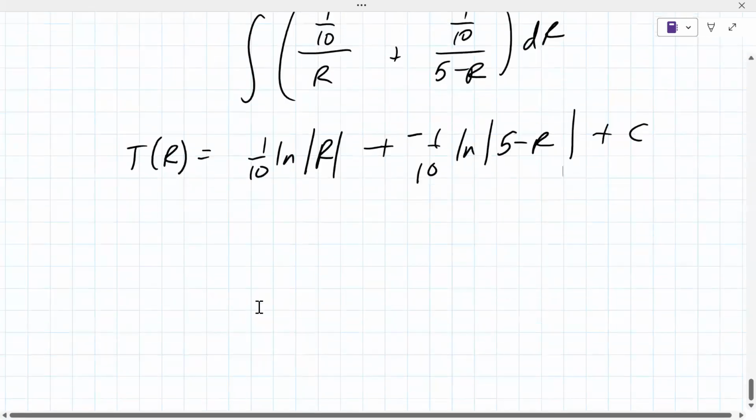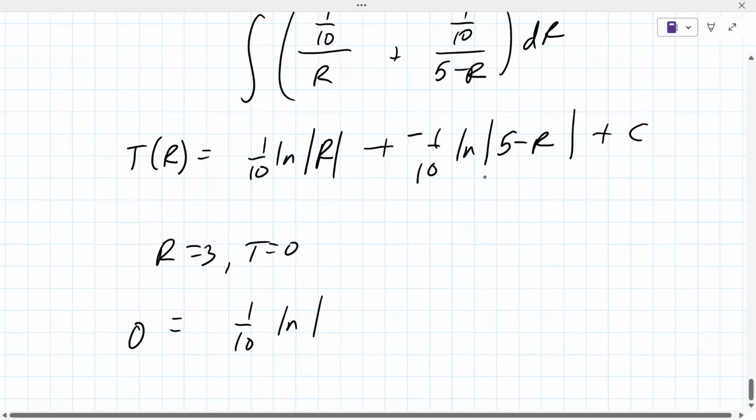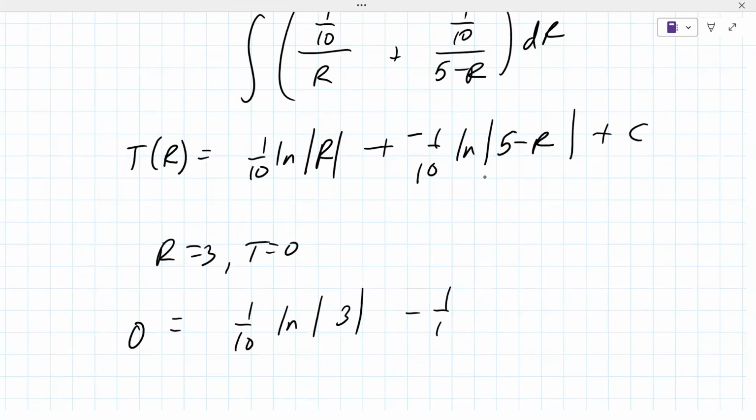Okay. There's the last little piece here, which is to find the constant of integration. It says that when r is 3, p equals 0. So you've got 0 equals 1/10 natural log absolute value of 3 minus 1/10 natural log absolute value of 5 minus 3 plus c.